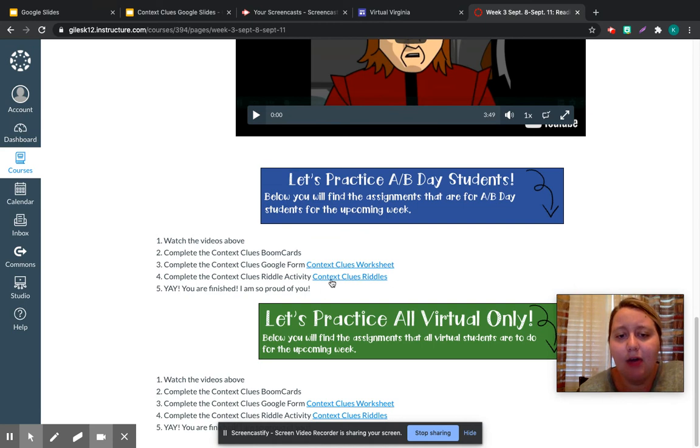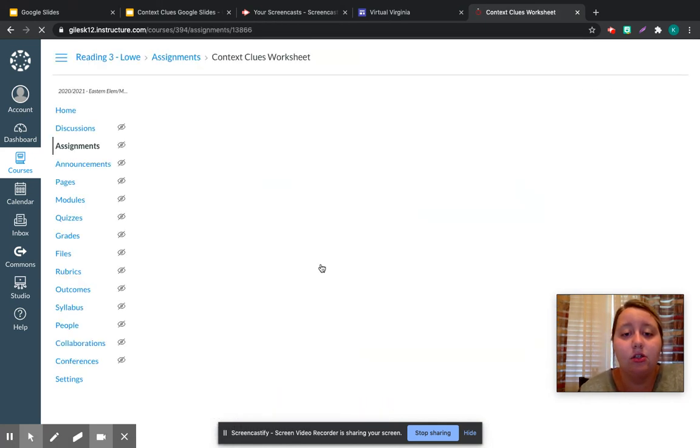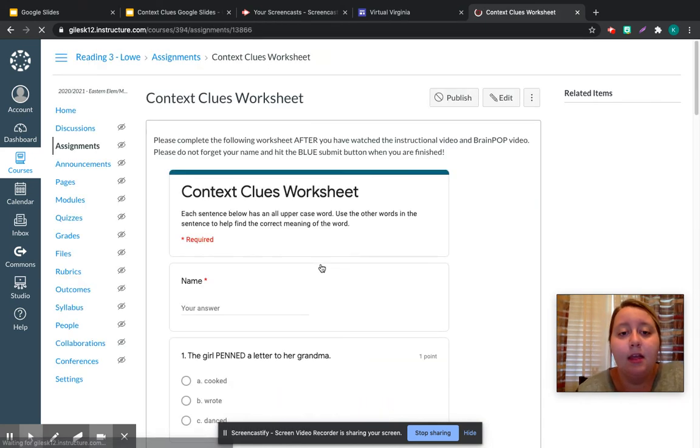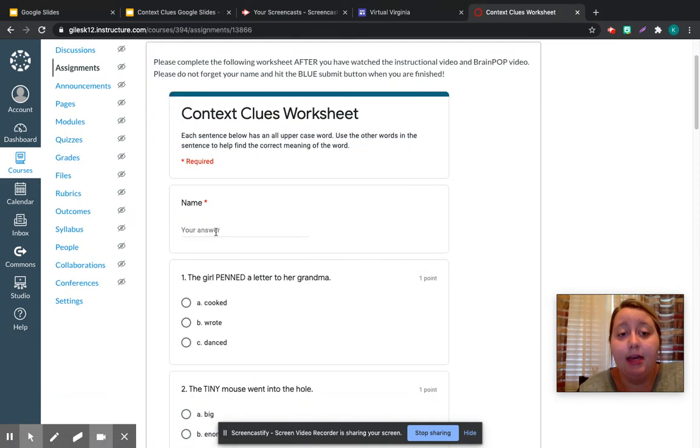And then you'll come down to your activities. You'll have the Boom Card activity, which was just like this past week. But for this week, it'll be on context clues. And those are for a grade, guys. So make sure you're getting those done. And then you'll see your context clues worksheet. Don't forget to put your name here.